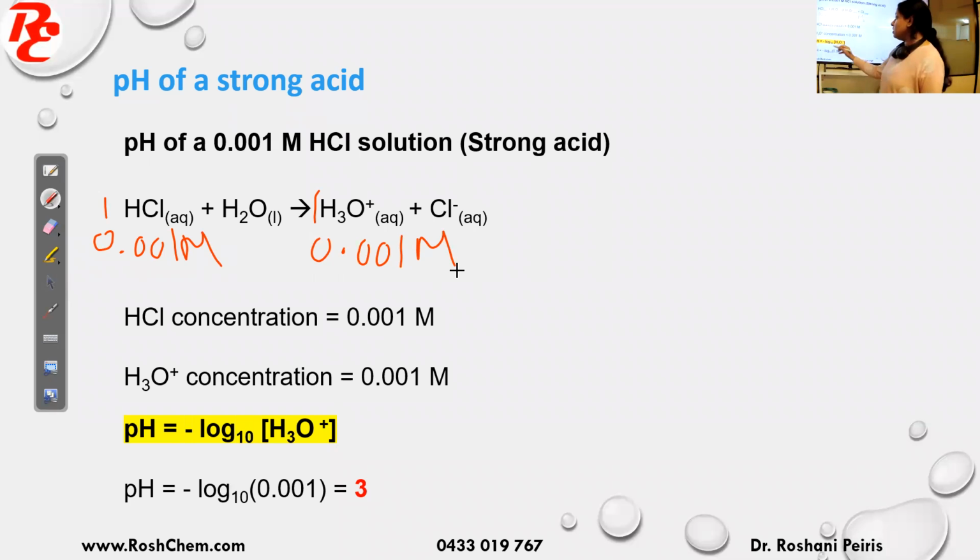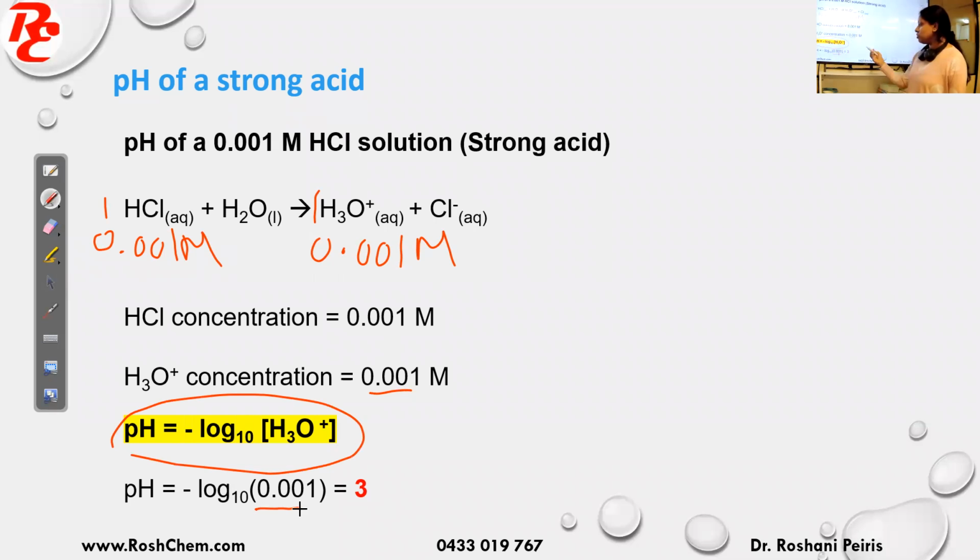Now I can say pH equals negative log of H3O+ concentration. The H3O+ concentration is 0.001, so negative log of 0.001 is 3. So the pH of this solution is 3.